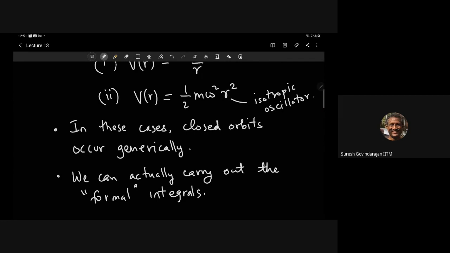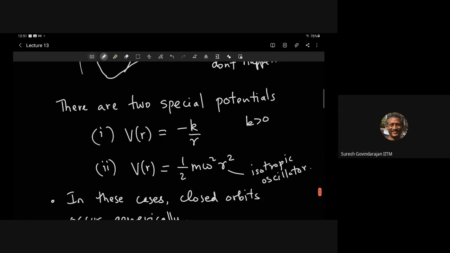Okay, so I think I'm done for today. So this is the isotropic oscillator, and this, for instance, could be the Kepler problem. It could be the hydrogen atom. These are two examples where a potential of this kind comes.